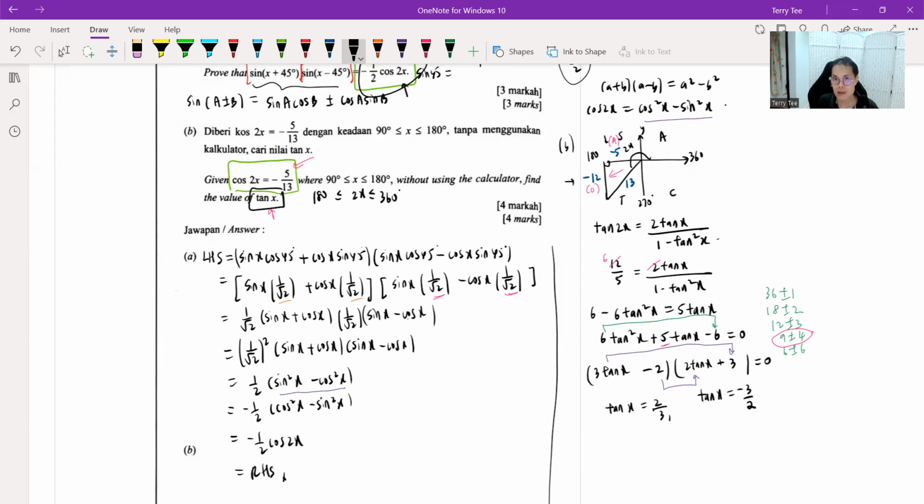Well, now we know x is between 90 and 180, so that means it's quadrant number 2. Yeah, it has to be quadrant 2. In quadrant 2, tangent is negative, so we can't take the positive value. We say it must be less than 0. Therefore, there's only one answer. Your tangent x is negative 3 over 2.